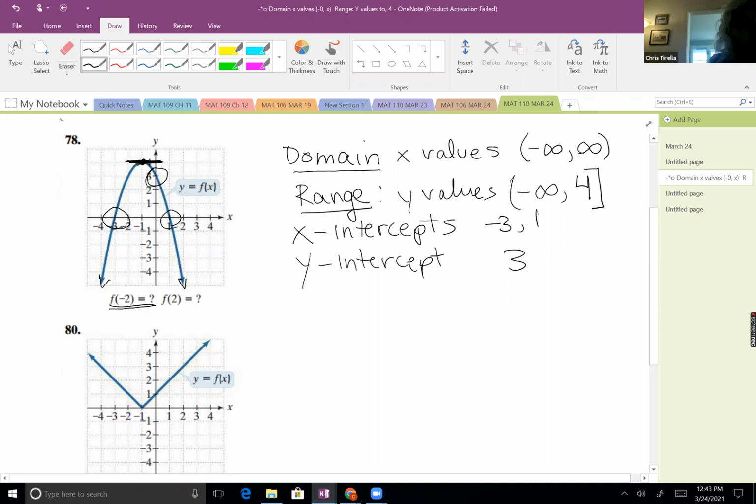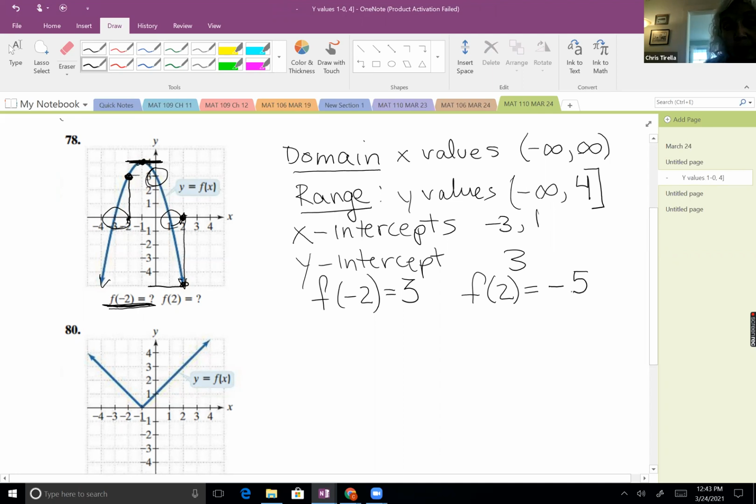And now over here where it asks for f of -2. When x is -2, I'm going to go up to my graph, and you see that point has a y value of 3. And instead, if I want f of +2, when x is +2, if I go down to my graph, it looks like I have a y value of -5.